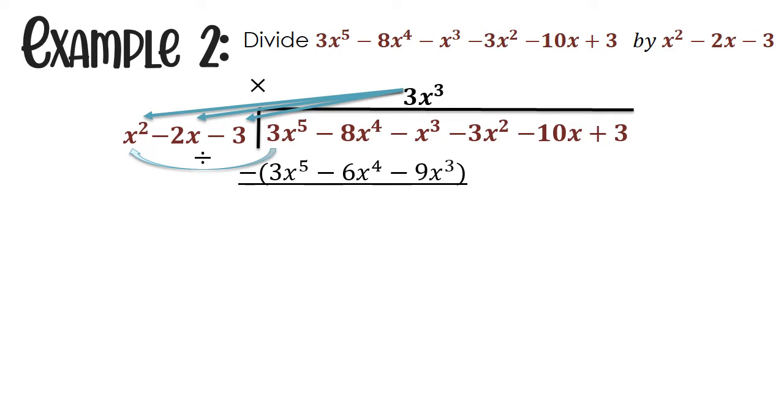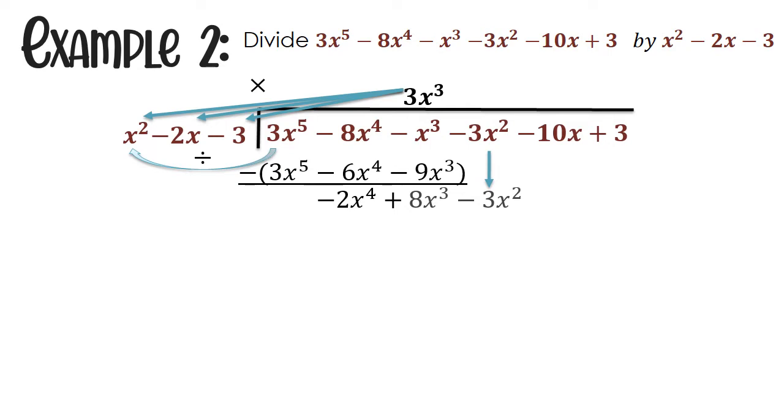And then we subtract. 3x raised to 5 minus 3x raised to 5 is 0. Negative 8x raised to 4 minus negative 6x raised to 4, that is negative 2x raised to 4. Negative x cubed minus negative 9x cubed, that is positive 8x cubed, and then bring down negative 3x squared.